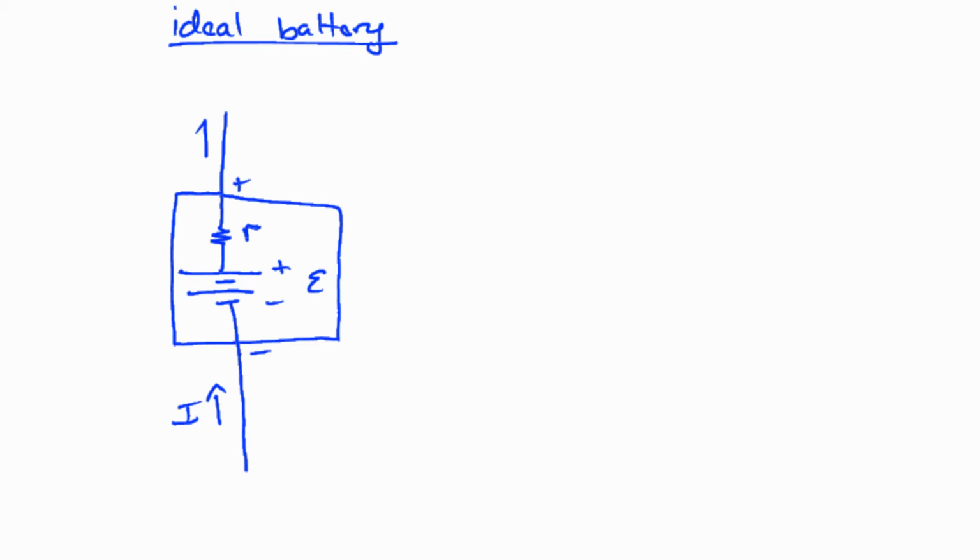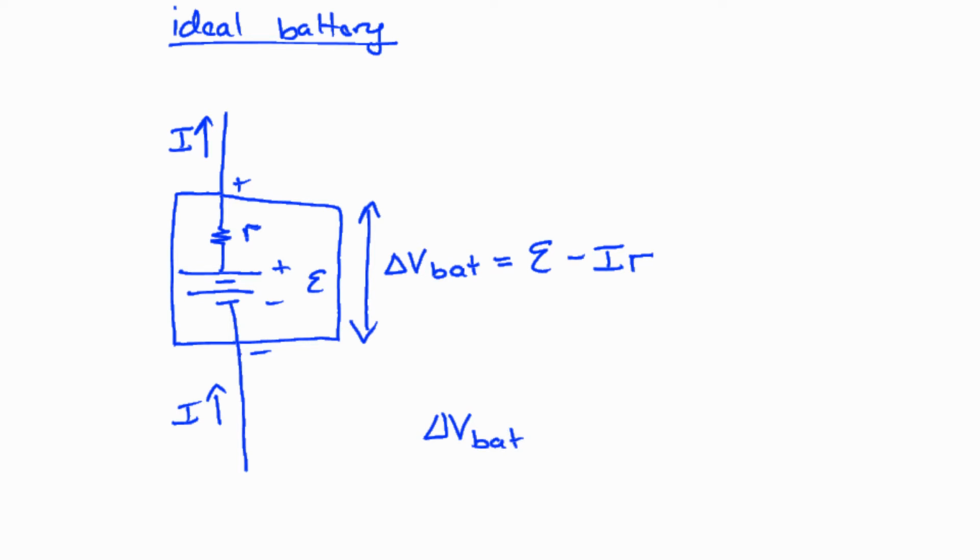So then taking a look at the potential difference across the terminals of the battery in this instance, that is going to equal the EMF minus the current going through the battery times that internal resistance. So delta V bat is what we call the terminal voltage.